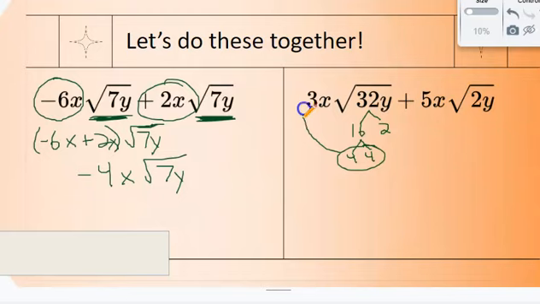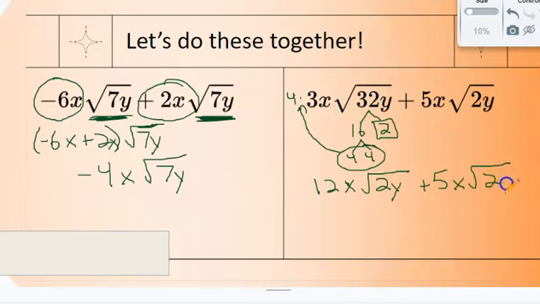That 4 comes out and gets multiplied to what's already in front. What doesn't pair up stays under the radical. So now I have 4 times 3x, that's 12x. My 2 didn't pair up, and I never touched that y, so that's still under the radical. And now I have plus 5x square root 2y.